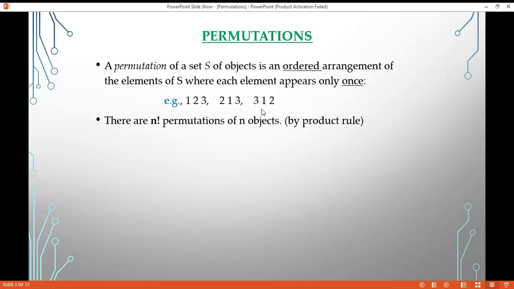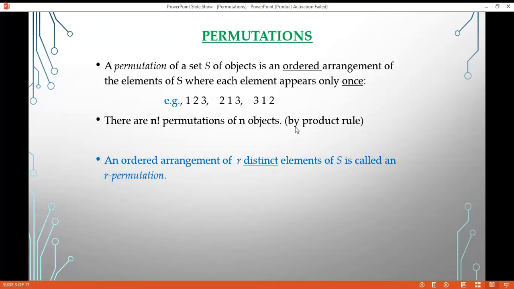If we have a total of n objects and we have to arrange the n objects, the number of permutations is n factorial, and this comes from the product rule. An ordered arrangement of r distinct elements of S is called an r-permutation. Suppose the total elements are n, in which we have to arrange r distinct elements. This is the r-permutation.